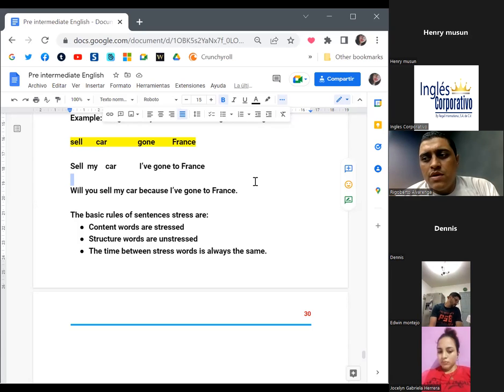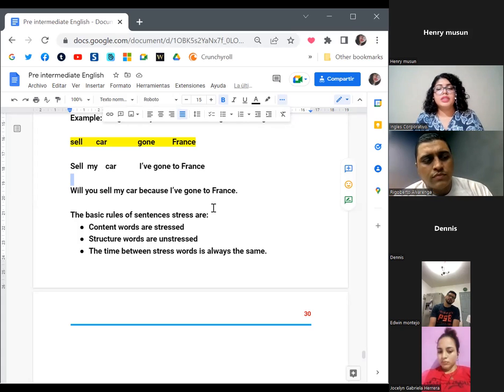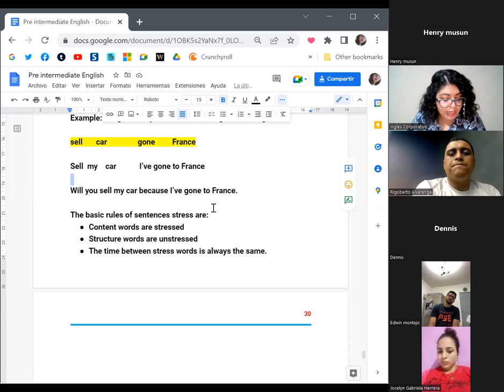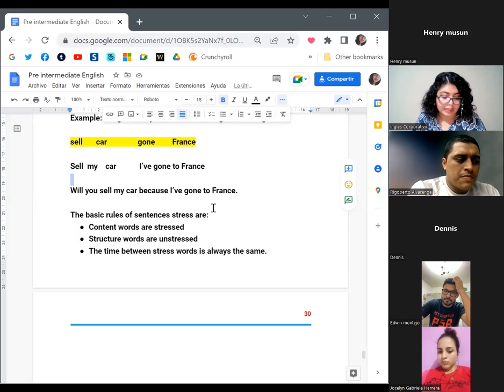So in the link that I will send to you, you can have some examples of these content words and structure words, so you can understand what are the most important words that we can use in a sentence.